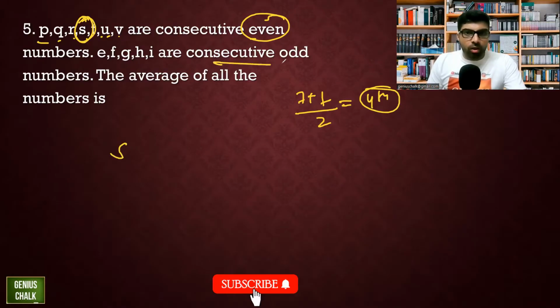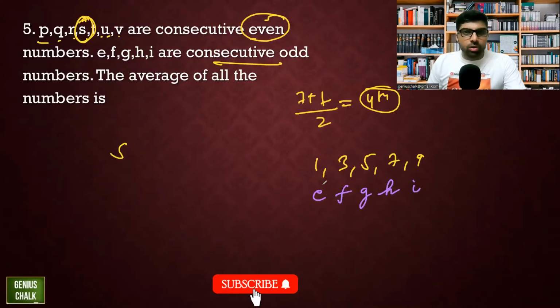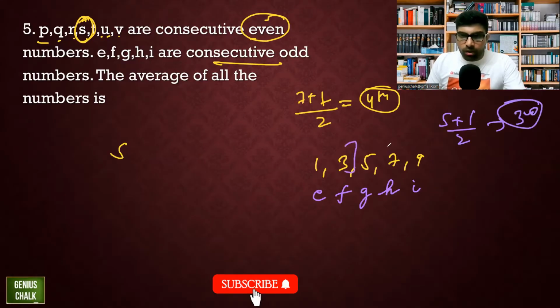And if they are consecutive odd, that means again 1, 3, 5, 7, 9. These are consecutive odd. You can compare. It is E, F, G, H, I. So consecutive odd, that means the average must be (5 plus 1) by 2. That is 6 by 2, the third observation. And you know that I have discussed, 2 leave this side, 2 leave this side. This is your average. So similarly, you can compare now. It is EFGHI, that means G must be my average.